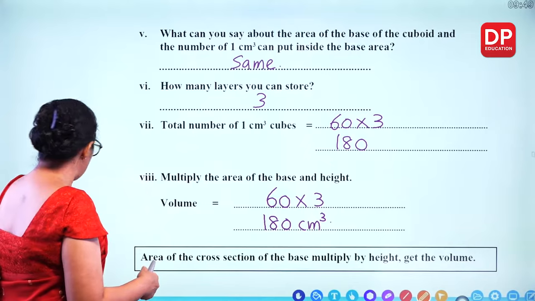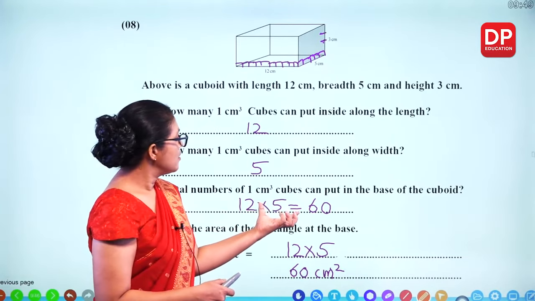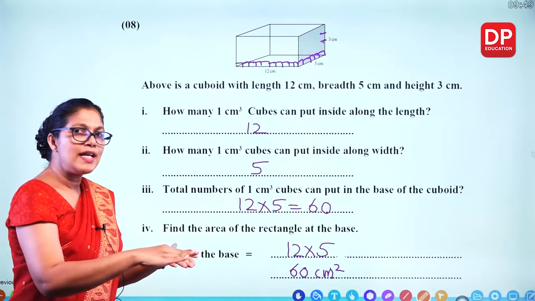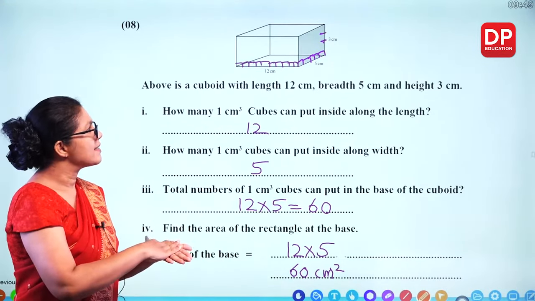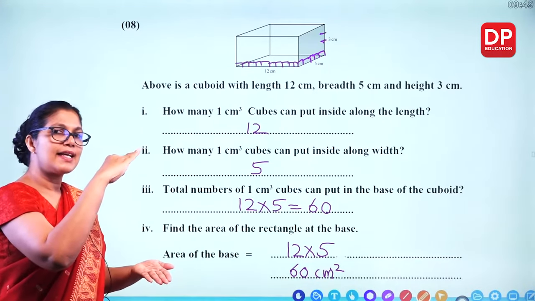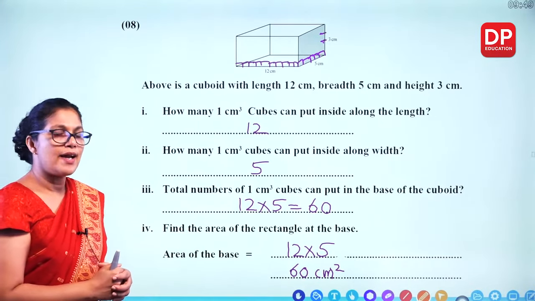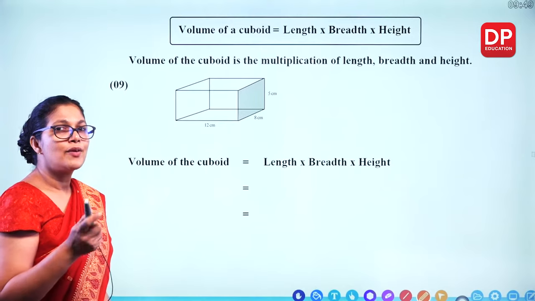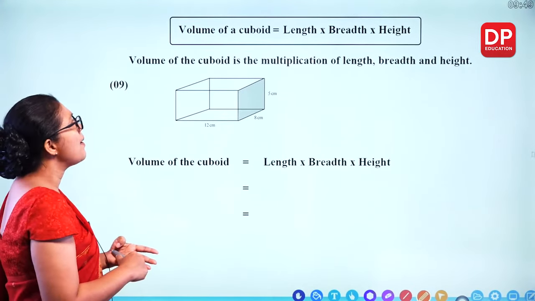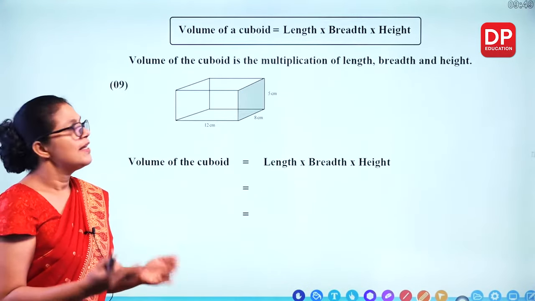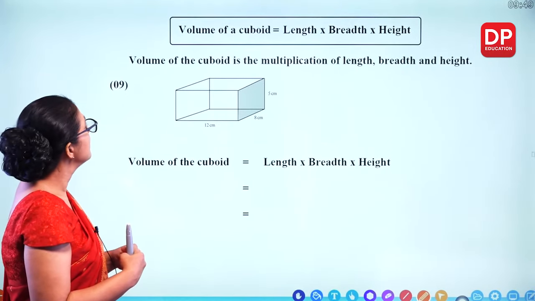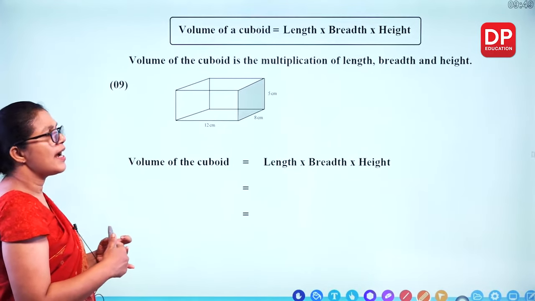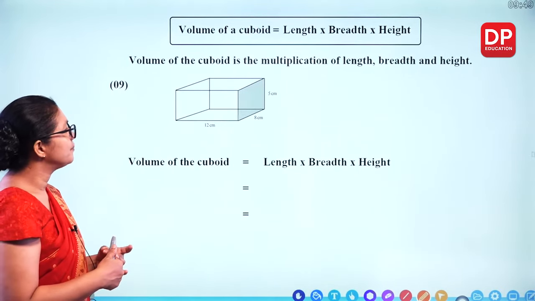So here you can do it with layers. First think about how many you can fit into the base and then how many layers are like that, and you can find the volume as well. So what is the volume of a cuboid? You can first find the area of the base, that means length into breadth, then multiply by height. So the volume of the cuboid is the multiplication of length, breadth and height. So we can use that formula.